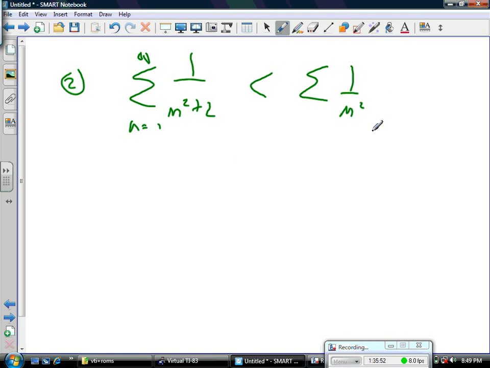This is a convergent p series, if p is 2. If this is convergent, these numbers are smaller. When I add them up, they better converge too, right? Therefore, what's your conclusion? The unknown series does what? Converges by comparison test to a p series.